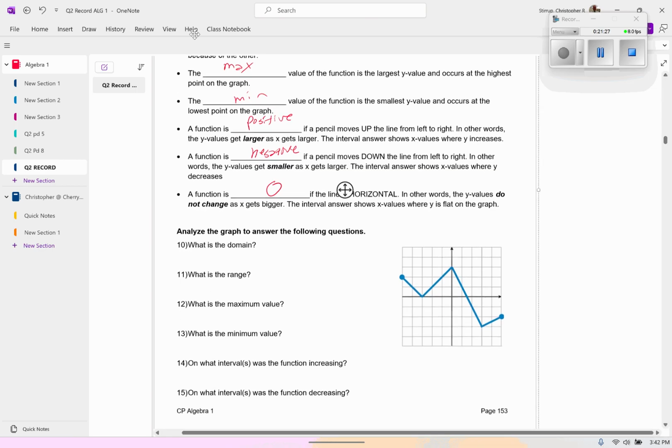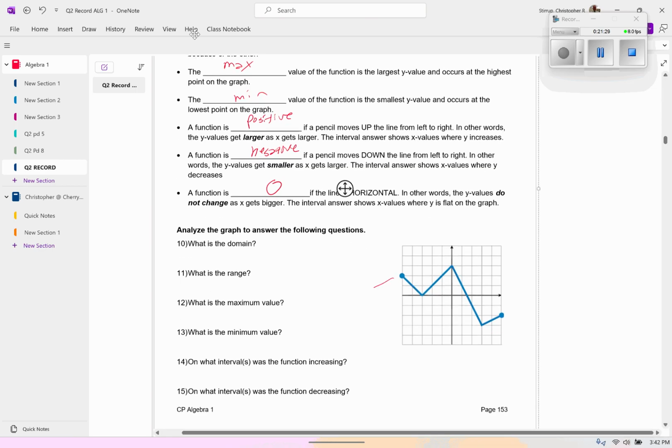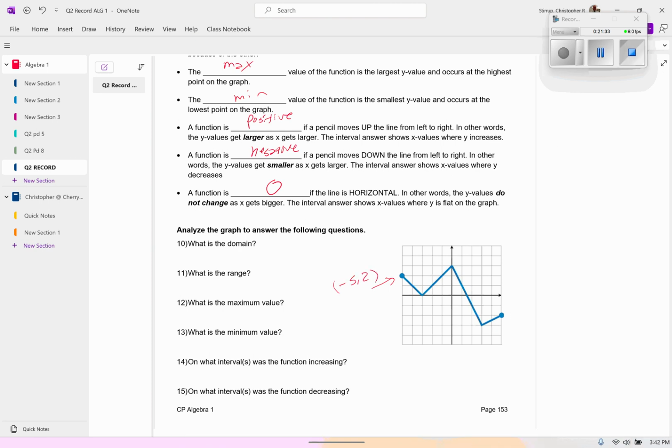All right, so what's the domain? So I'm going to count. This point right here is the point negative 5, 2. This point here is 5, negative 2. So our domain is negative 5 to 5. It's the farthest x to the farthest right.